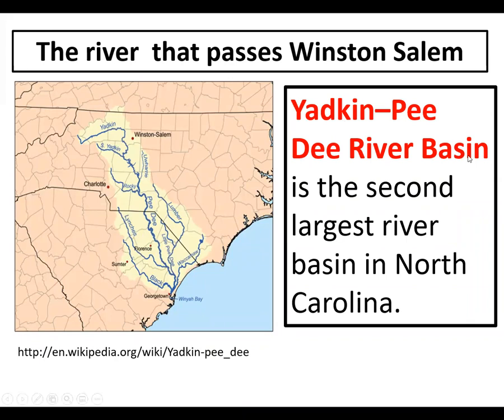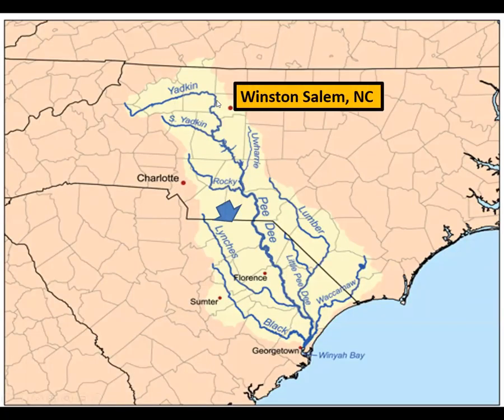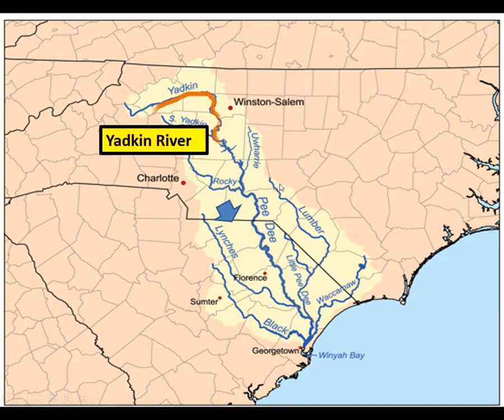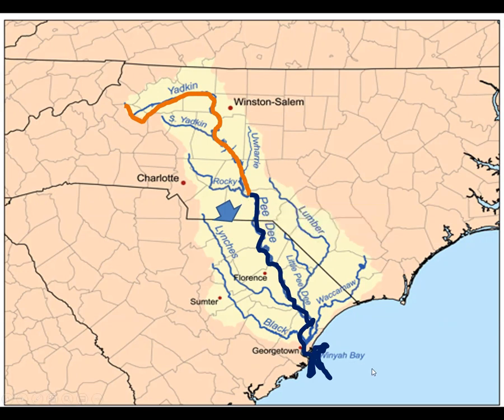And the Yadkin River is connected to the Pee Dee River, and it also ends up in the ocean. Cape Fear is a river basin, and it's the largest river basin in North Carolina. So let's see it here. This is Winston-Salem, that's the Yadkin River, and then in South Carolina, we have the Pee Dee River and also part of North Carolina right here. Okay. And then this is where the delta forms, because this is where the mouth of the river is.